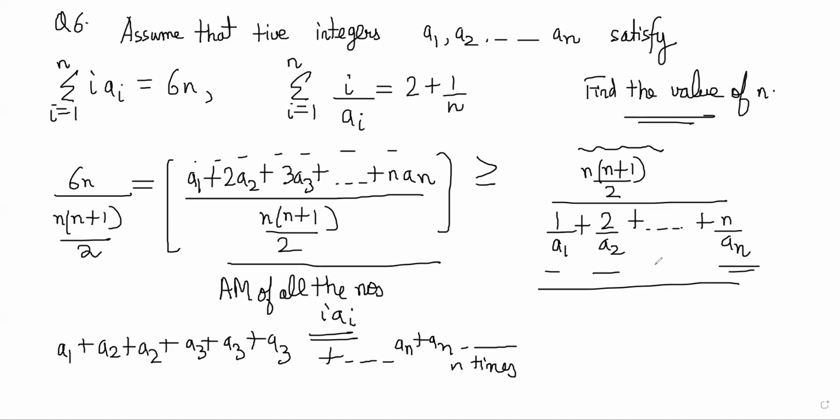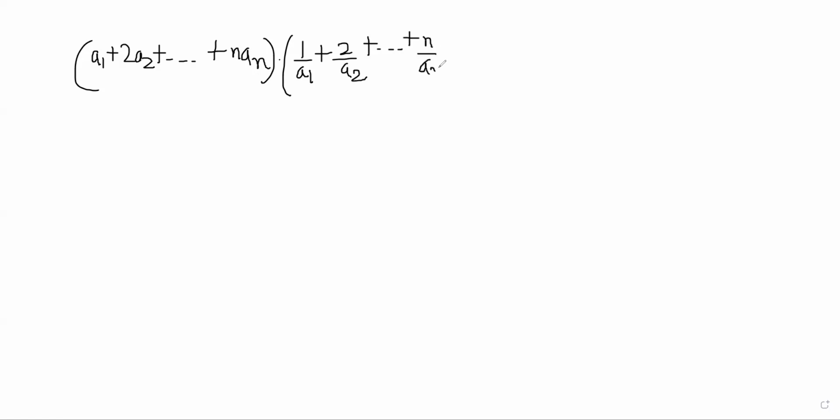So now we can cross multiply here and say that (A1 + 2A2 + ... + nAn) multiplied by (1/A1 + 2/A2 + ... + n/An) is greater than or equal to (1/2 · n(n+1))², right? We are getting this result.